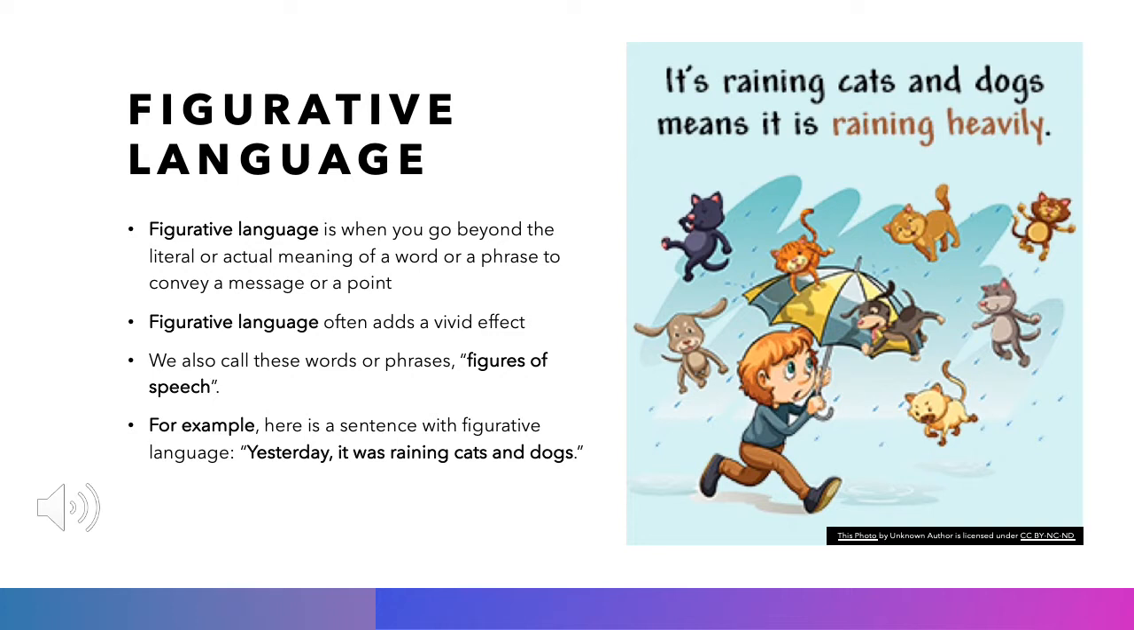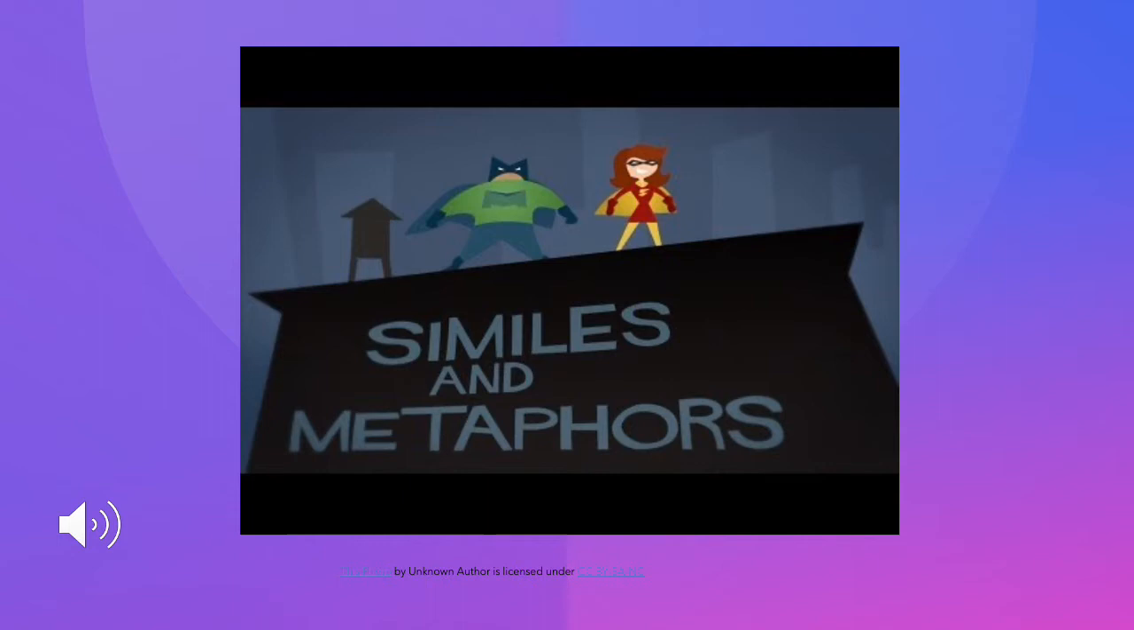For example, here is a sentence with figurative language. Yesterday, it was raining cats and dogs. The phrase raining cats and dogs sounds silly. However, to understand this phrase, we must go beyond the literal or actual meaning. This phrase means that it was raining very heavily. There are many types of figurative language. However, we will focus on two, similes and metaphors.